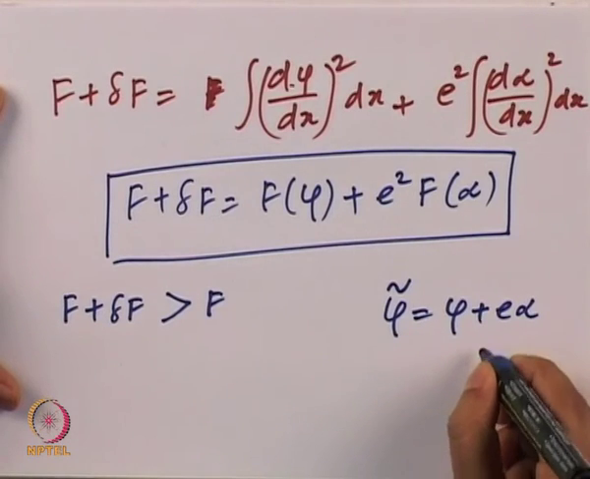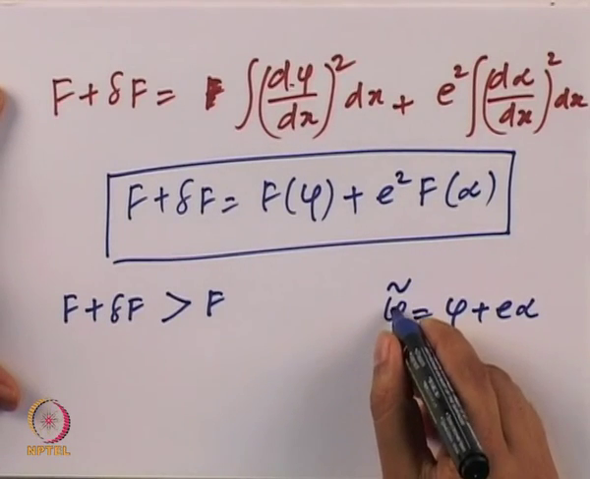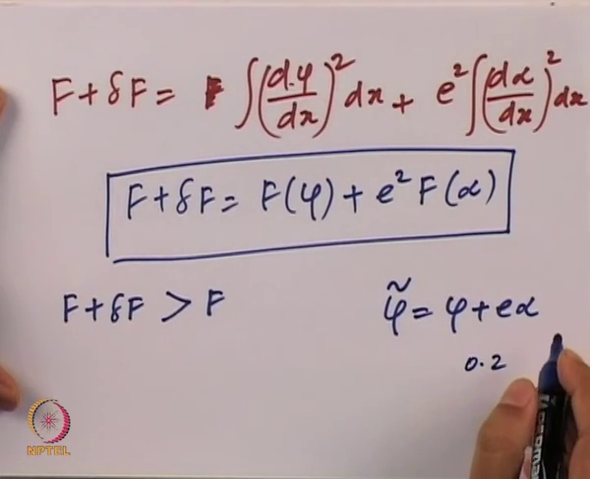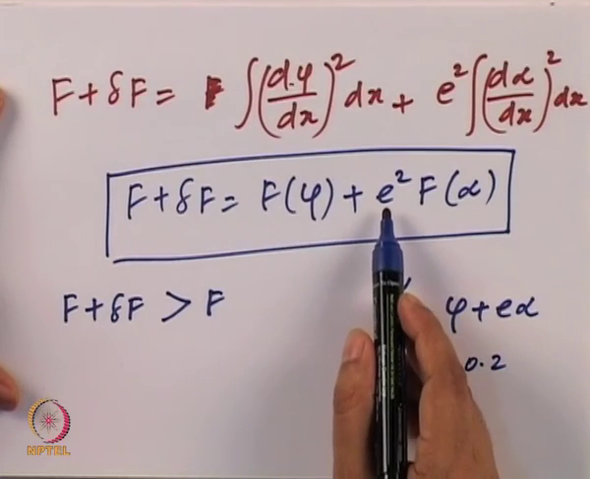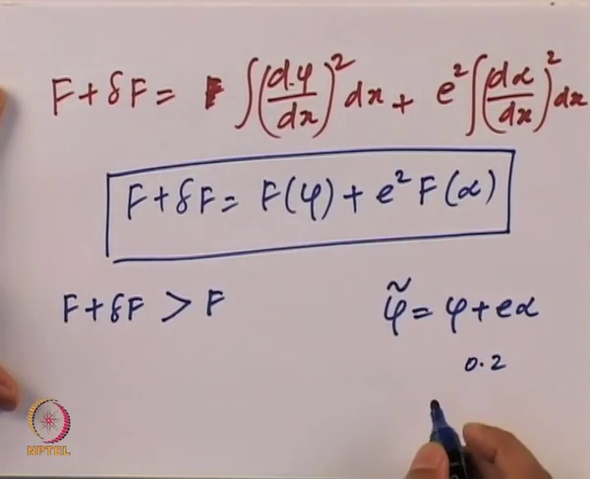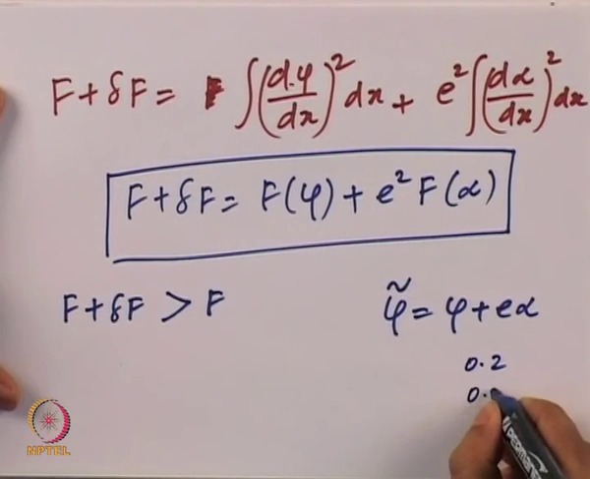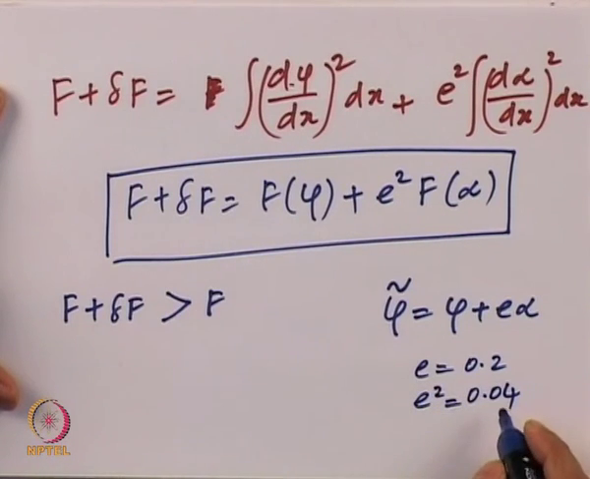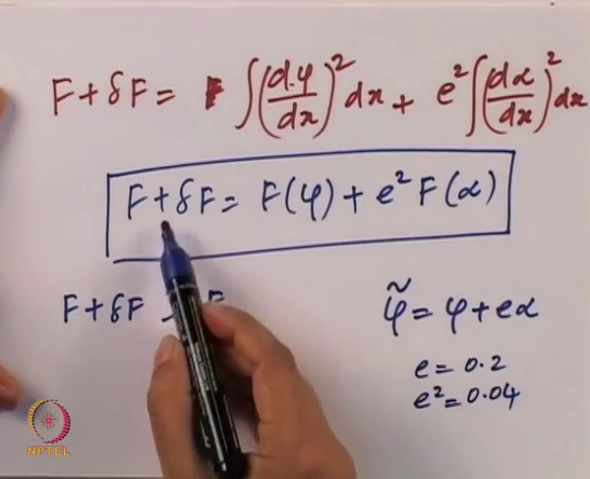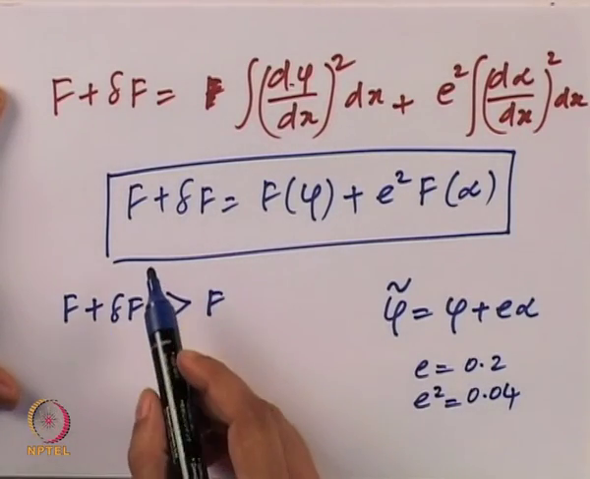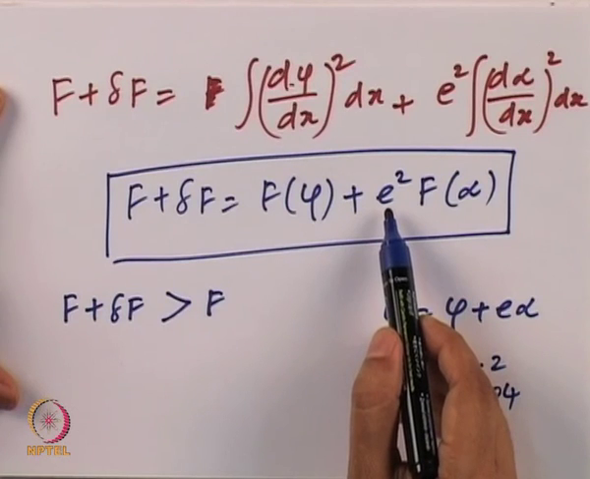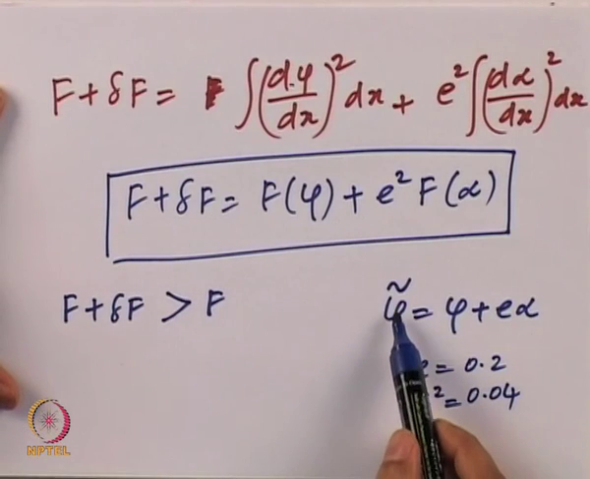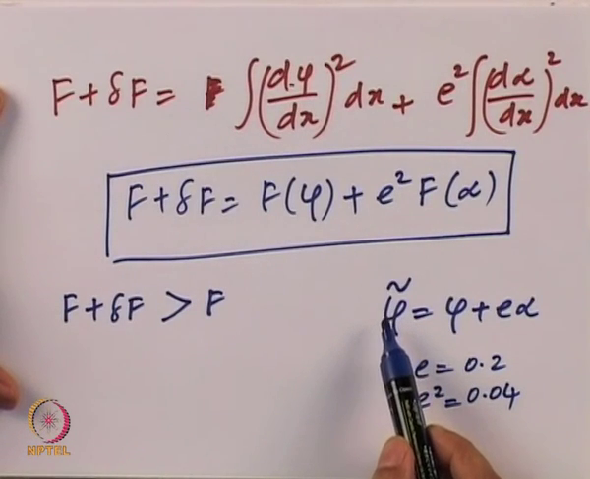For example, if the error we are interested in computing for, let us say phi, the potential, is 0.2, the square of that error will be 0.04. So e is equal to this, e square will be 0.04 in the case of energy computation. So that is why we say, because of this e square dependence, the approximation for the energy will be much more accurate than the approximation that we have for potentials.